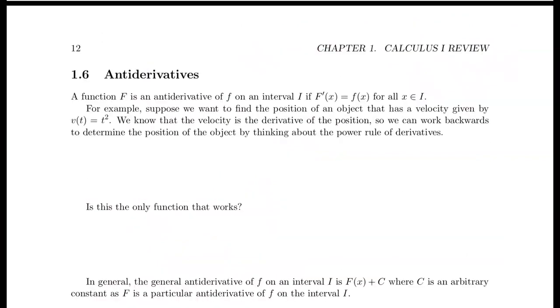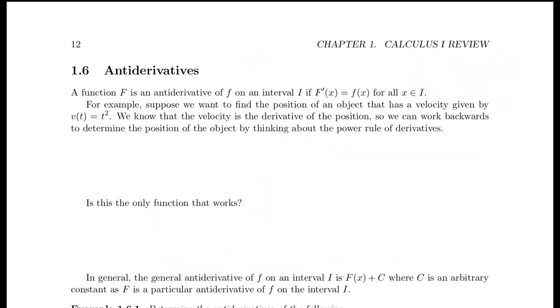Okay, so we know that the derivative of a position function is the velocity function, and the derivative of the velocity is the acceleration. But let's say we know the velocity and want to know the position. For example, let's say we have the function given by v(t) = t squared. That's the velocity function, and we know that the velocity is the derivative of the position. So let's work backwards to determine the position of the object by thinking about the power.